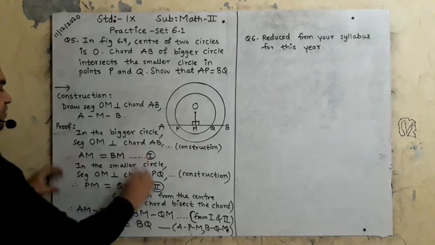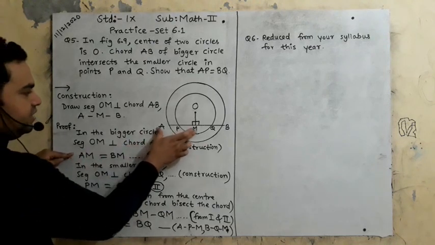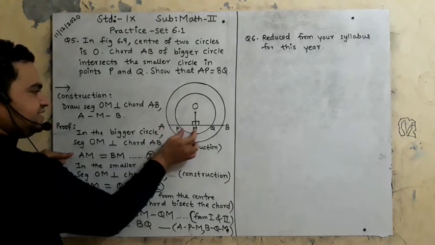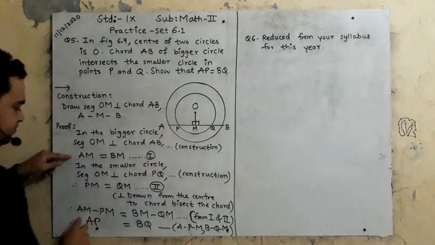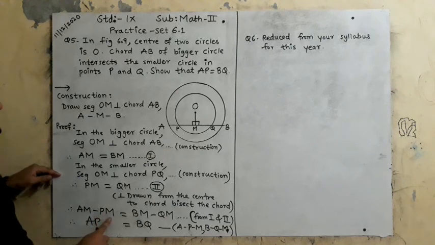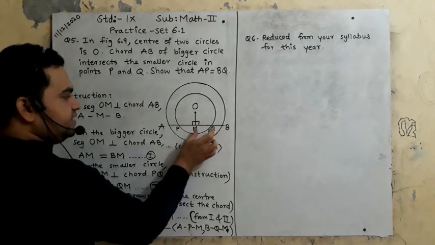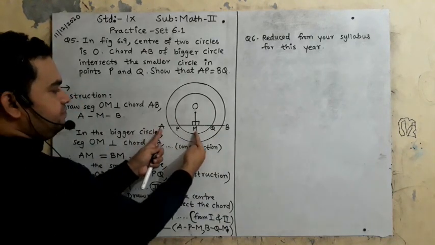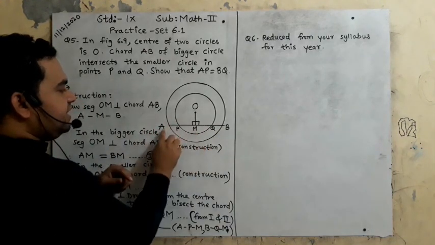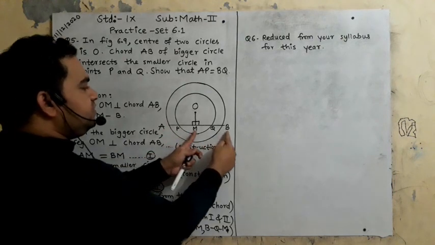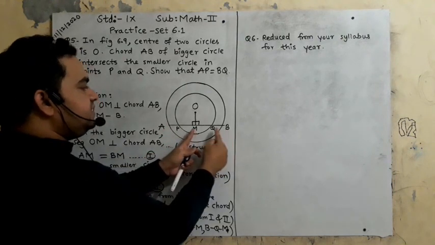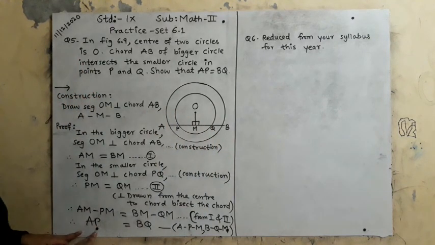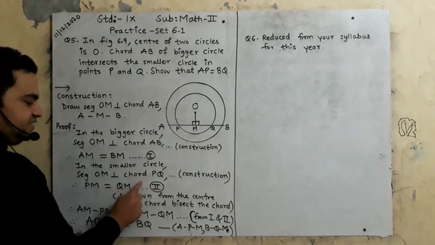Second. So now from first and second we will write AM minus PM. AM बड़ा टुकड़ा minus PM बचेगा क्या? AP. Can you see here? AM minus PM is equal to BM minus MQ. बचेगा क्या? BQ. Clear? Again AM minus PM बचेगा AP, and BM minus QM बचेगा BQ. So this is how we got the answer AP is equal to BQ from first and second.